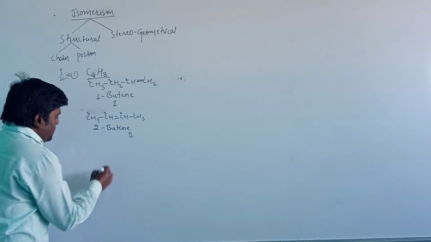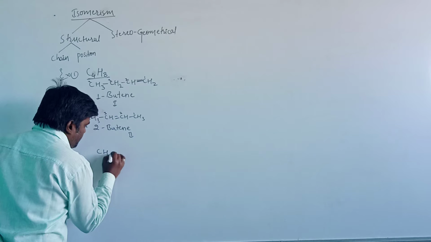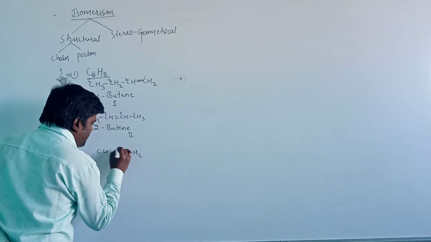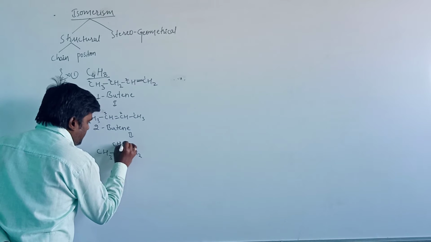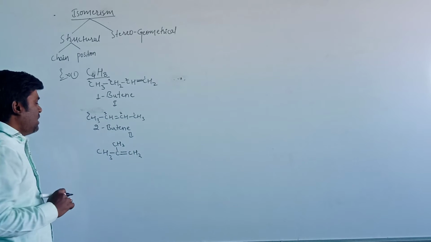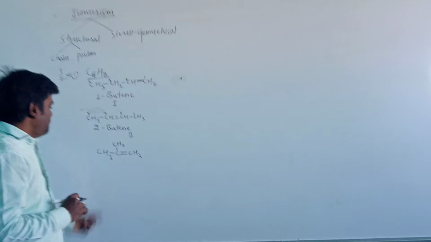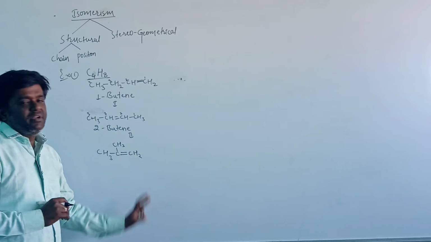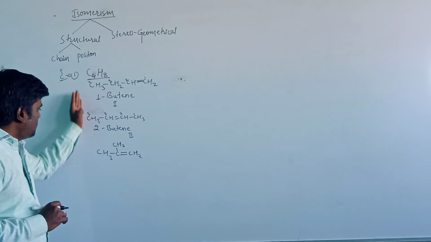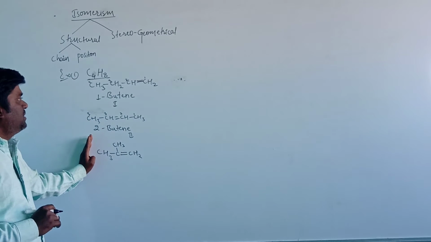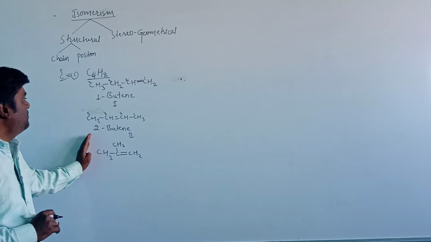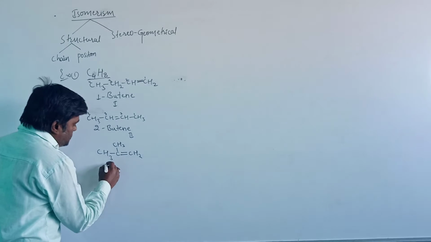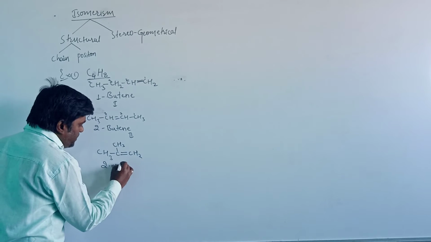And we can write another one in a different way: CH3, C double bond CH2, and CH3. The total number of carbon atoms in the compound is 4 and the number of hydrogen atoms is 8. These three contain the same number of hydrogen atoms and carbon atoms but differ in structure. Then this compound is known as 2-methyl.